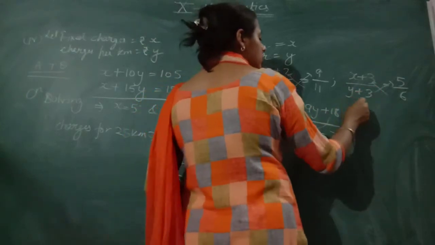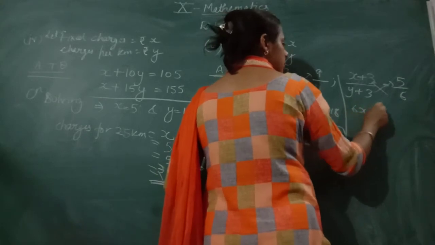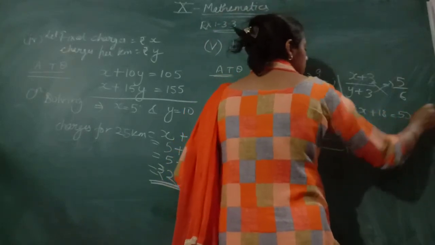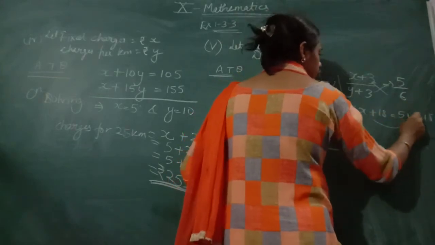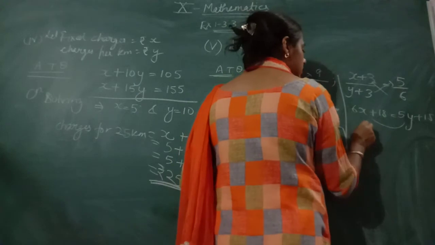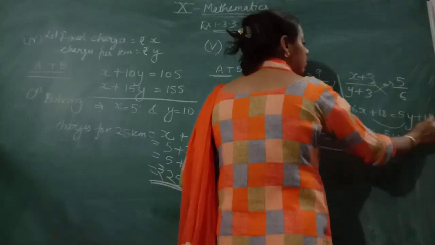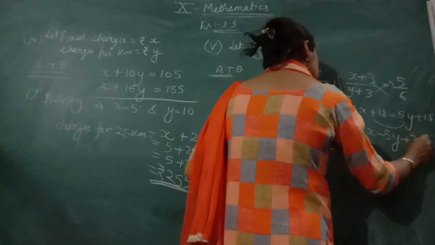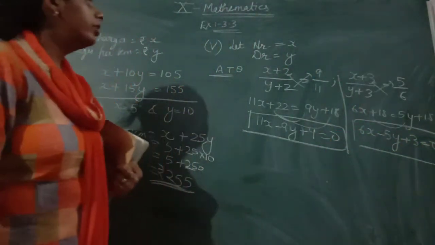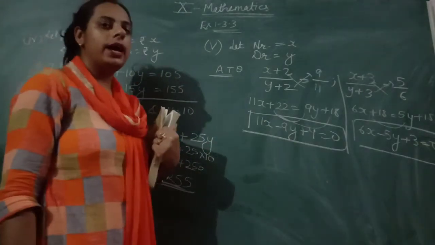And how will you get the second equation? Cross multiply: 6x plus 18 is equal to 5y plus 15. On 5 multiply y, you will have 5y. Taking on one side, you have 6x minus 5y plus 18 minus 15, that is plus 3 equal to 0. These are the pair of linear equations, and after solving these equations you will get x and y.